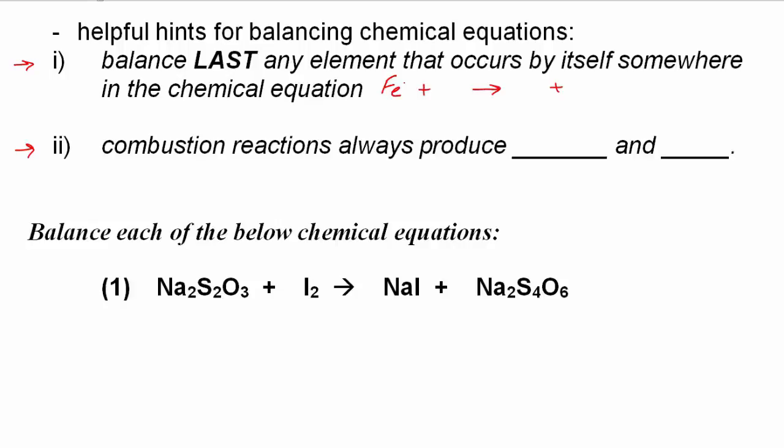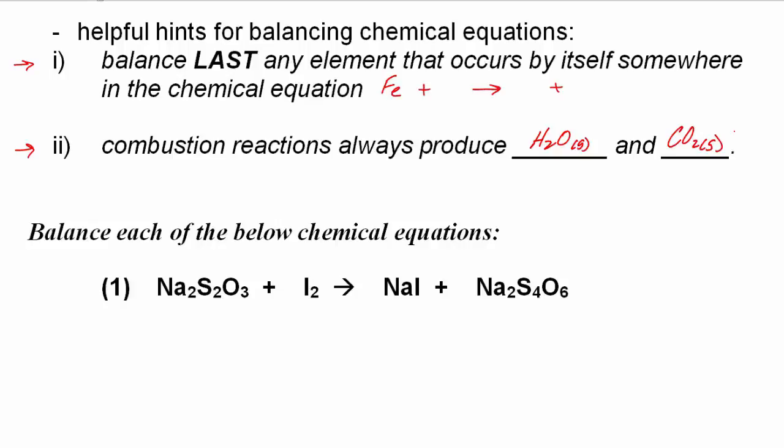Combustion reactions always produce what and what? Water vapor and carbon dioxide. Okay, know that. That'll help you get through some homework questions. So let's see if we can balance some chemical equations.